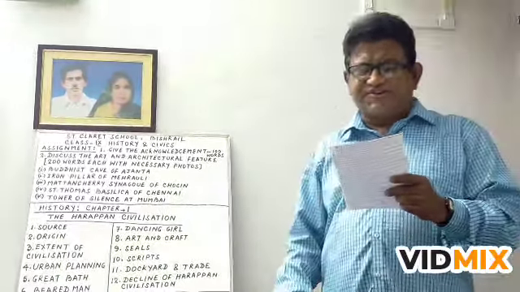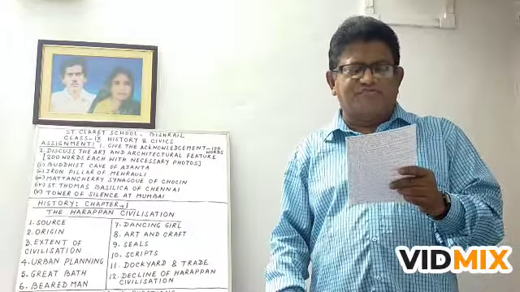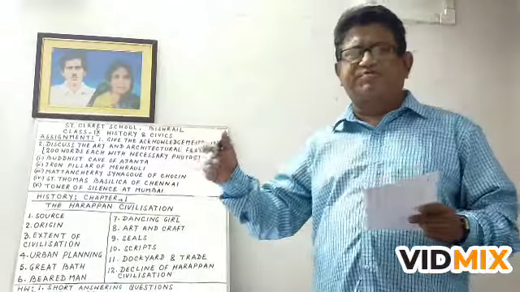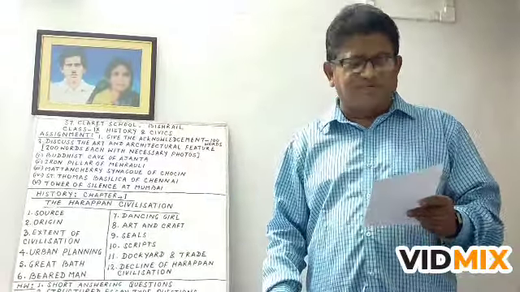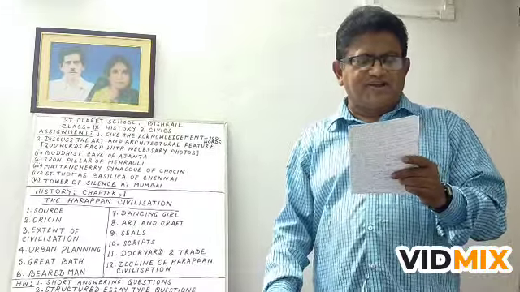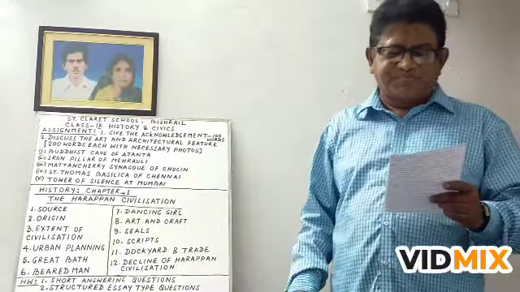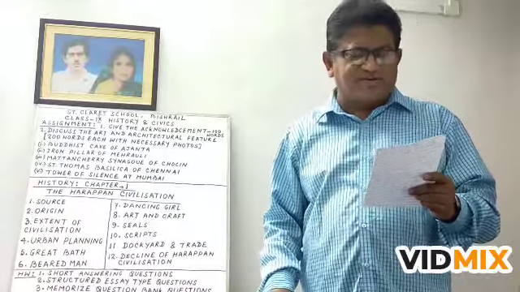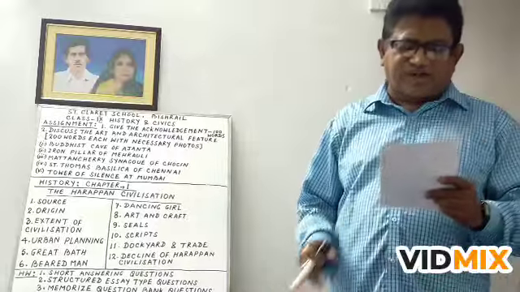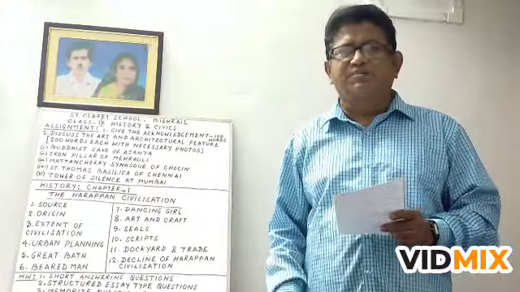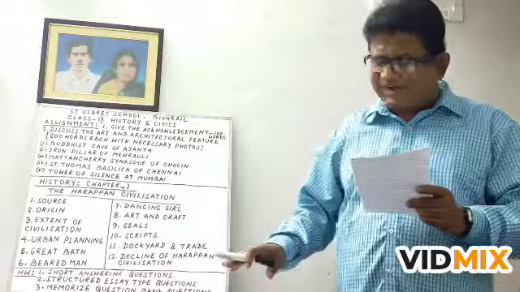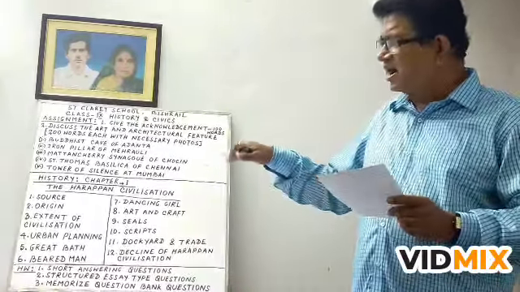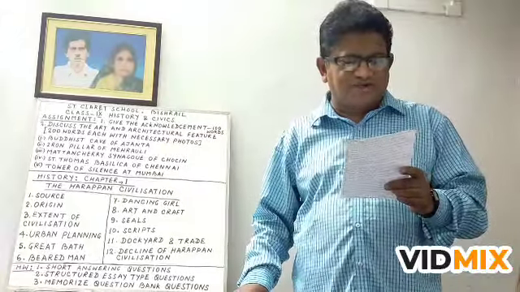Harappan civilization extended in the northwestern part of Asia. Cities were scattered in Punjab, Sindh, Baluchistan, although Sindh is now in Pakistan, and also Gujarat, Rajasthan and Uttar Pradesh. So in these areas, the Harappan civilization flourished.